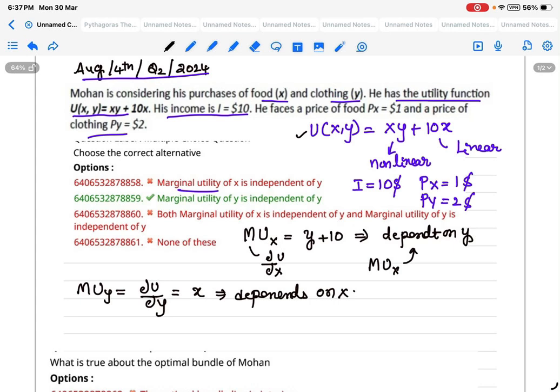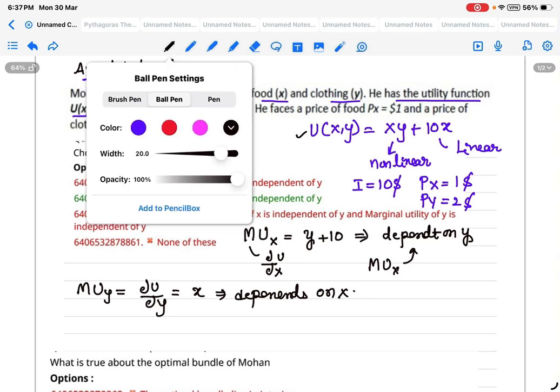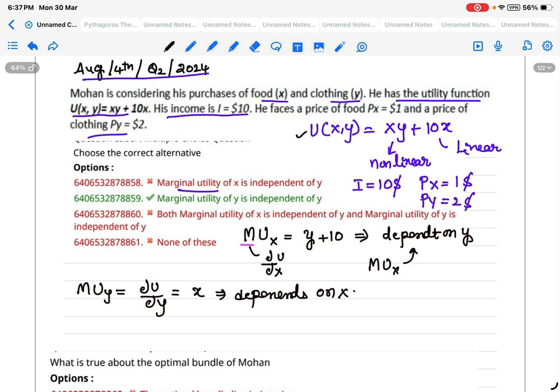Choose the correct alternative. The marginal utility of x is independent of y. So the marginal utility of x is this one, and saying it is independent of y is wrong. It depends on y. So this option is wrong. The marginal utility of y is independent of y: yes, it depends on x, it is independent of y. This option is correct. And the option that both are independent of y is also wrong. Only this one is correct. So for this question, B is the correct option.